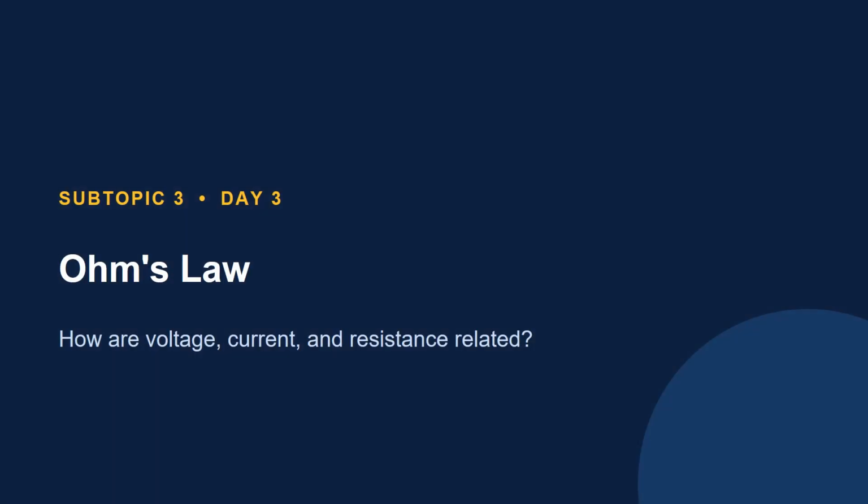Let's move into subtopic 3, Ohm's law. Our guiding question today is: how are voltage, current, and resistance related to one another? To explore this, we'll look at what happens when we adjust voltage and resistance in a circuit simulation.